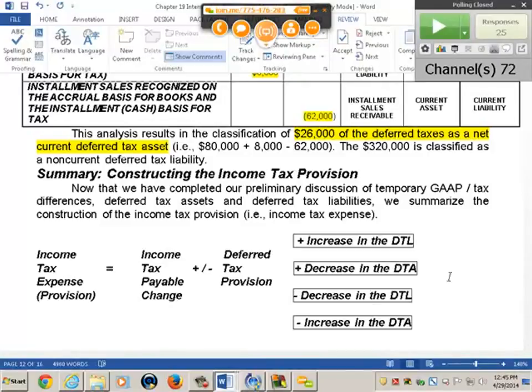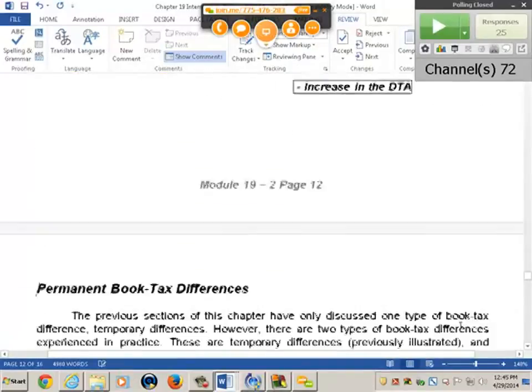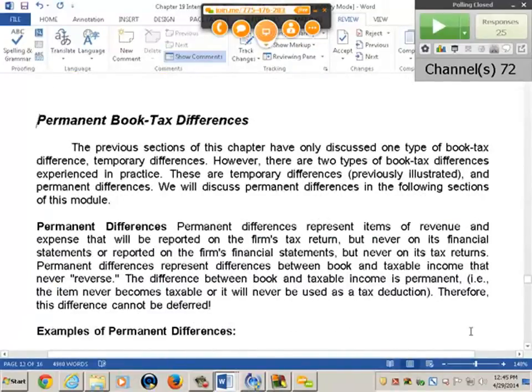Okay. All right. Our last issue is going to be permanent differences. And so far, we've looked at only temporary book tax differences. So far we've looked at temporary differences, items of revenue and expense that appear on your income statement in a different period than they appear on your tax return, right? Because eventually they're going to be on both sets of books.